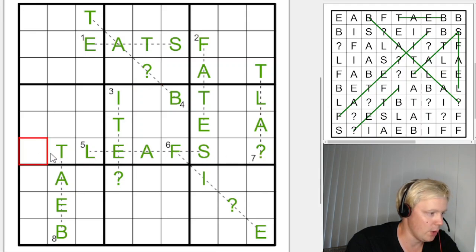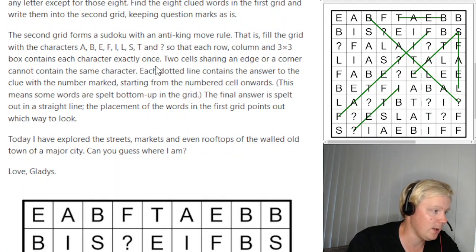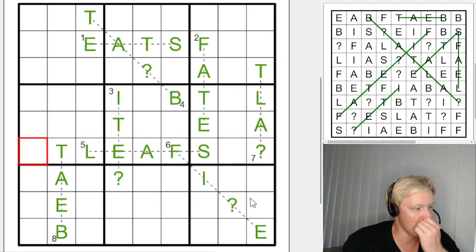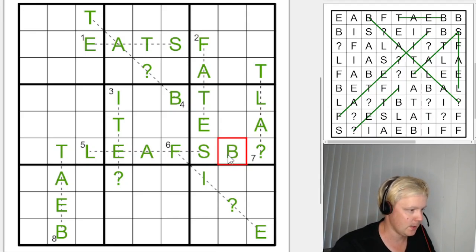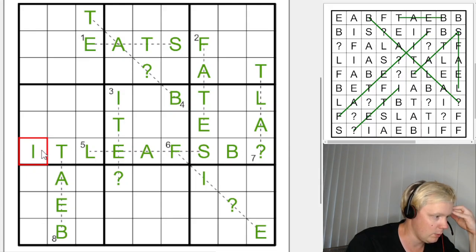So for example, we have this row here, and we need A, B, E, F, I, L, S, T, and question mark. Just check what we need. A, B, E, F, I, L, S, T and question mark. So I was there as well. And this is missing an I, and it's missing a B. Well, if we put an I here, that is a king's move away from this I. So that can't be the I. That must be the B. And this must be the I. And now it looks like we have this row already done.